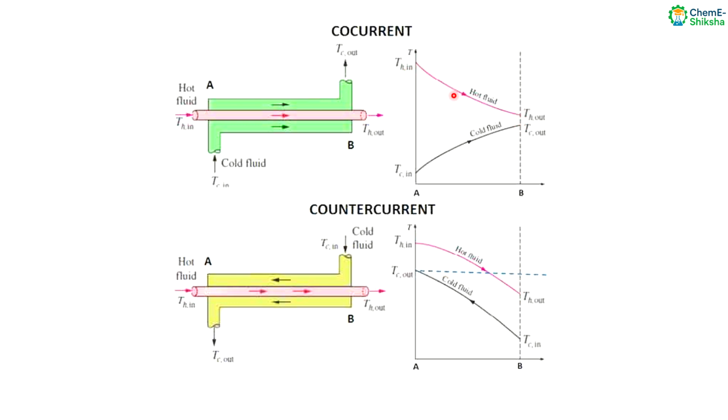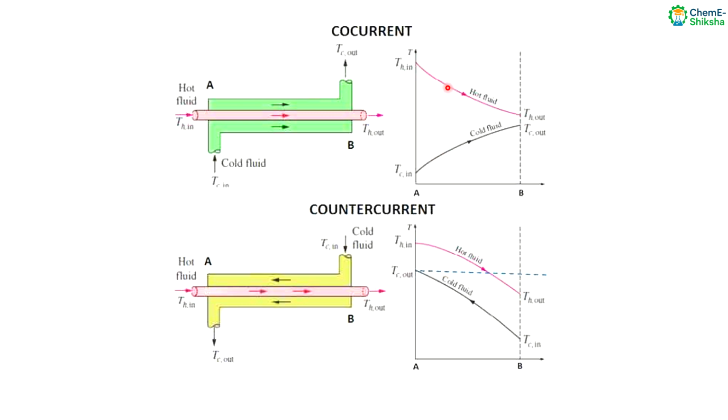So the variation of the hot and cold fluid temperature is maximum throughout the flow in case of co-current flow. But in case of counter current flow, this is the hot fluid inlet, this is the hot fluid outlet, and for the cold fluid, this is the inlet, this is the outlet. So you can see the temperature difference between hot and cold fluid is almost equal. That means the driving force is almost equal at each and every point. So that is one point.